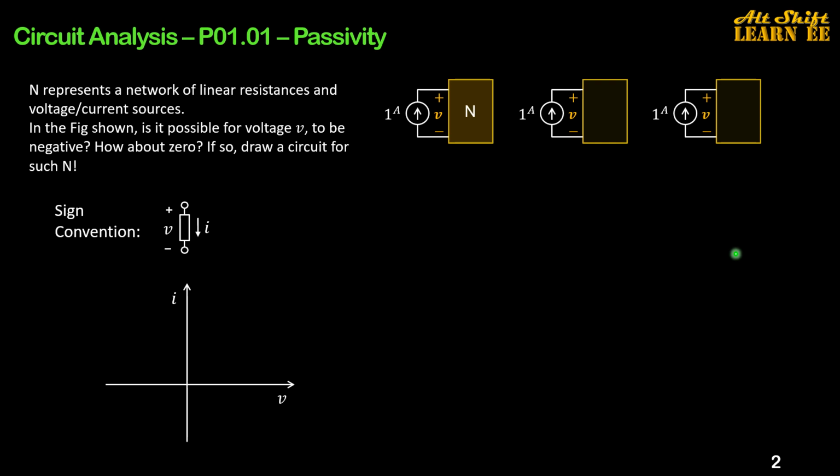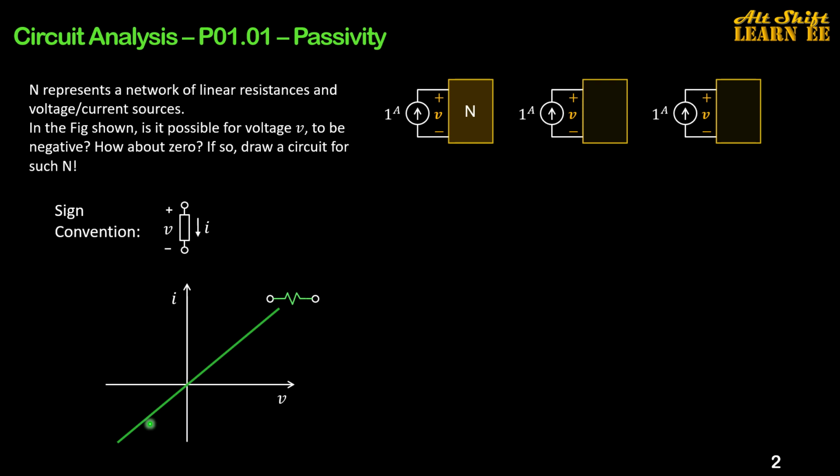Let's review the definition of passive and active elements. Using the sign convention which I have shown here, a passive element by definition is an element whose IV curve is either in region 1 or 3, if you call these four regions 1, 2, 3, and 4 consecutively. So, for example, by definition, a positive linear resistance is a passive element because it's always in region 1 or 3.